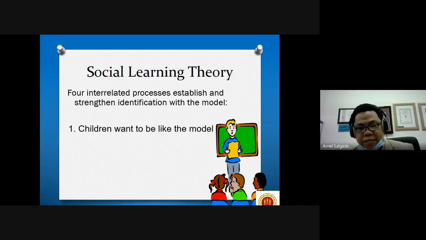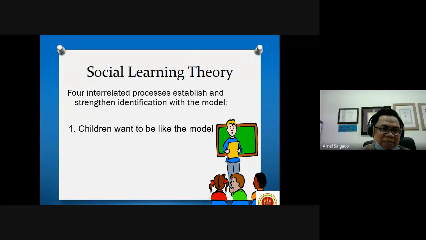Children want to be like the model. So they copy it every step of the way. If you look at your children, you see, they play as if they are teachers. And when you ask them whom they are modeling, they will name the teacher, isn't it? We have kids already who are school bound. Sometimes they play as if they are teachers. They're role playing, isn't it? There are some children like that, right?